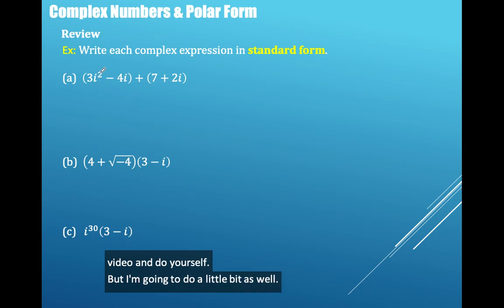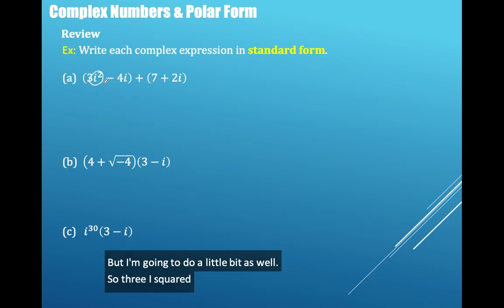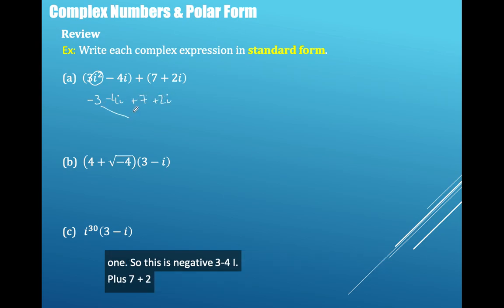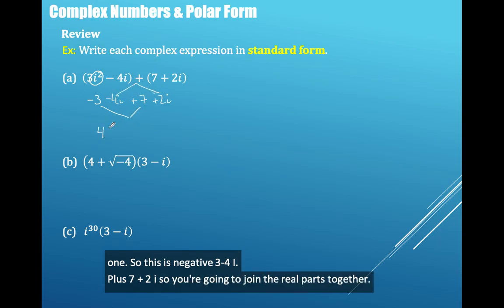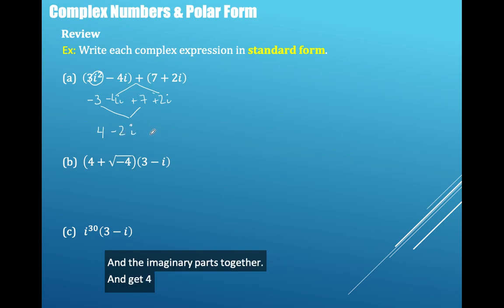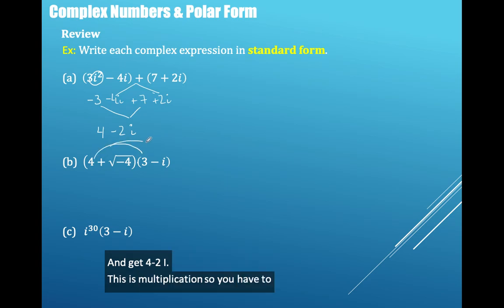So 3i squared, the expectation is again that you know that's a -1. So this is -3 minus 4i plus 7 plus 2i. So you're going to join the real parts together and the imaginary parts together and get 4 minus 2i. This is multiplication, so you have to make sure to distribute.